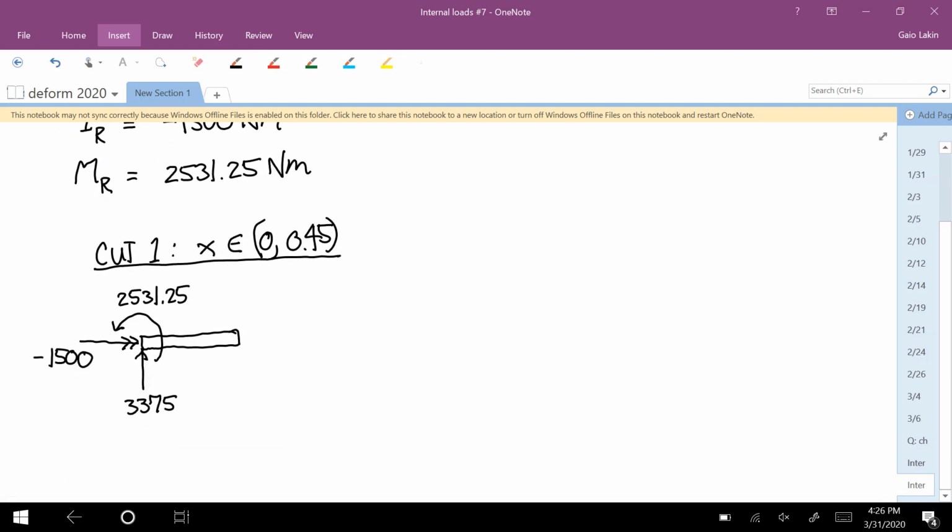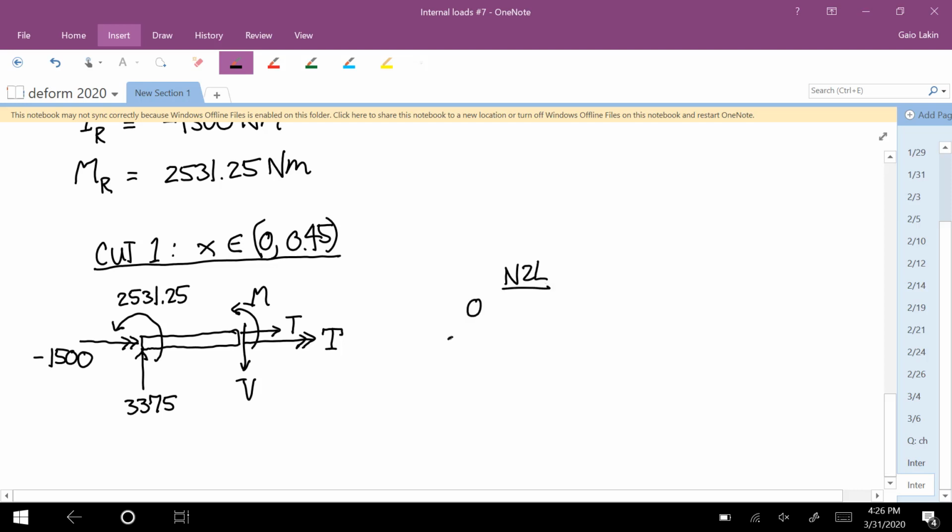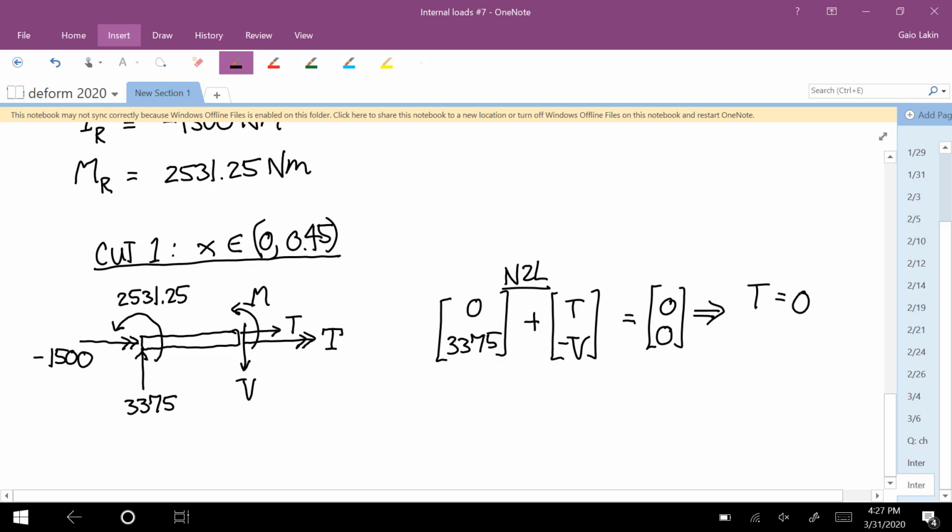And then the only other things acting are the internal loads. So that's T, V, M, and fancy T. Newton's second law says 0, positive 3375, plus T, 0, plus 0, negative V. I'll just lump those together. So T, negative V is equal to zeros. And so that internal tension on this piece is 0. The shear force on this piece is positive 3375.